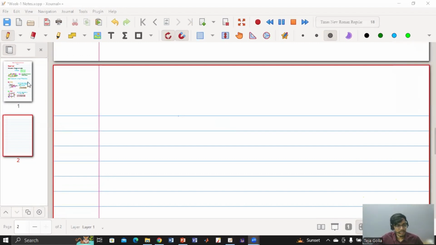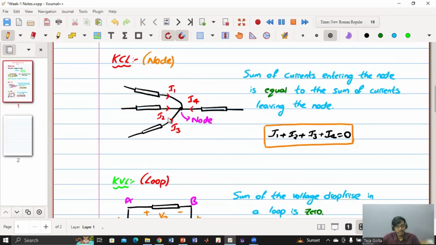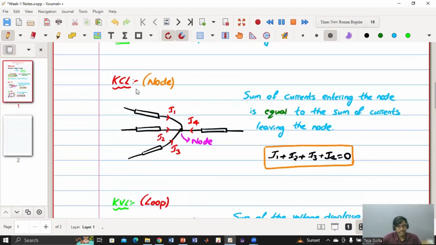Sir, can you please explain once more? Yes. KCL and KVL are circuit laws. These are called circuital laws, and there are two types: one is KCL, another one is KVL. KCL is applied at a node. That's why I have mentioned it here. It is always applied at a node.